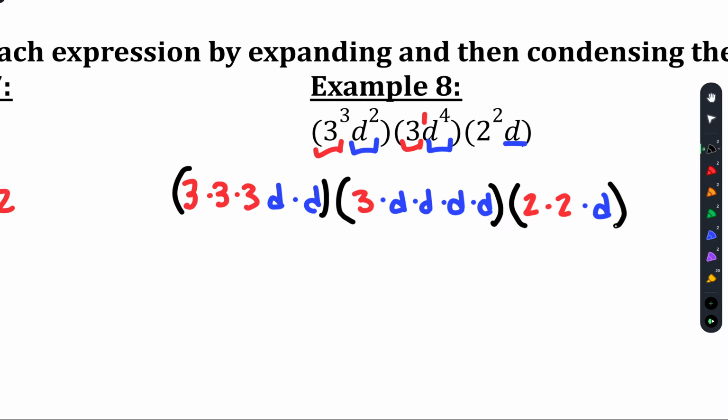That's expanded. Now I'm going to condense it all back together. How many 3's do I have? How many 2's do I have? And how many D's do I have? 7. Okay. Then our rule, we're not going to leave any numbers raised to exponents, so I'm going to calculate whatever 3 to the 4th power is. I believe it's 81.